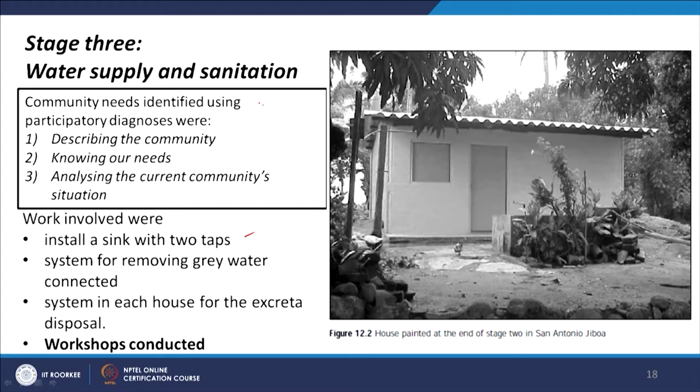So how were the community needs identified? This is where participatory diagnosis was implemented, to describe what the community was and how they are, learn about their needs, and analyze the current community situation. This descriptive role of the community gave a significant understanding of their needs, wants and feasibilities.